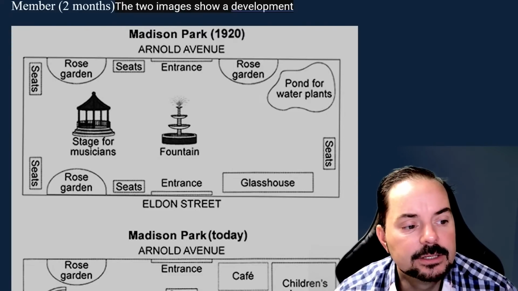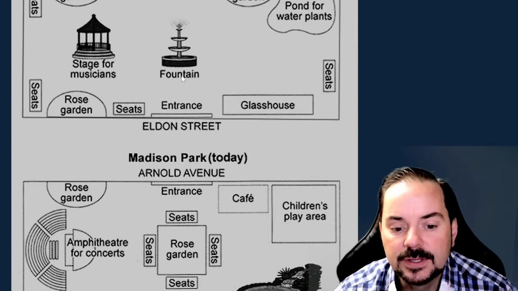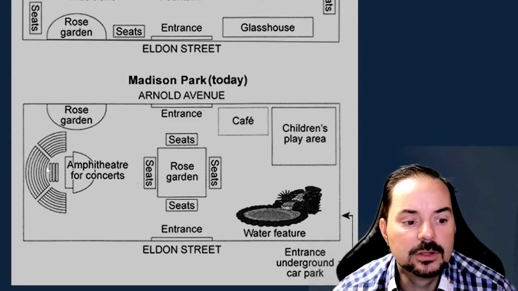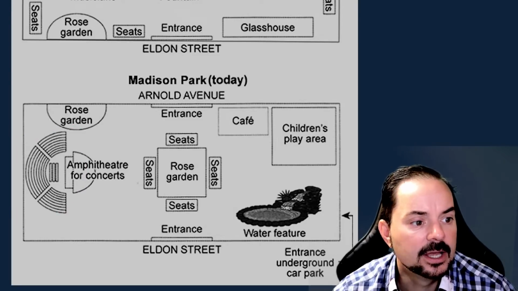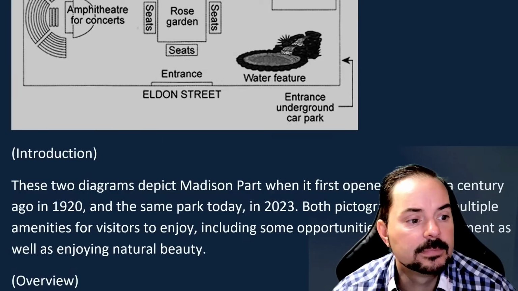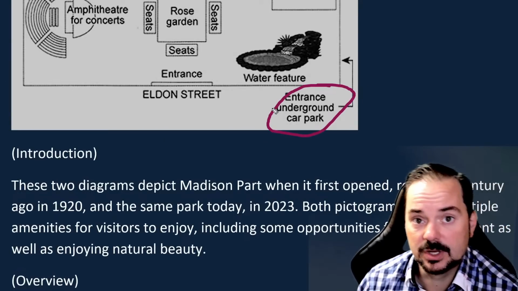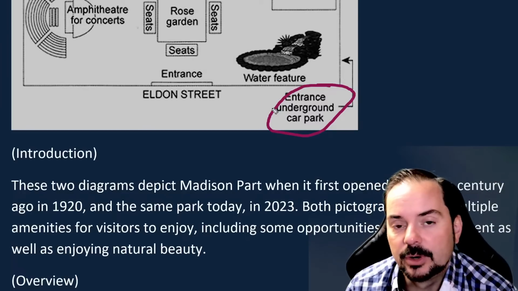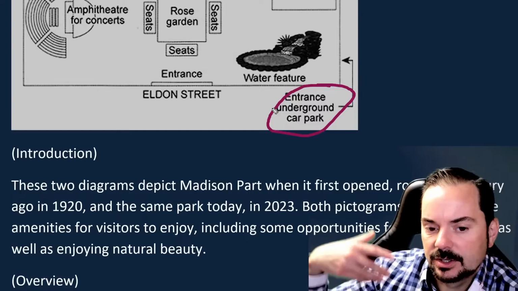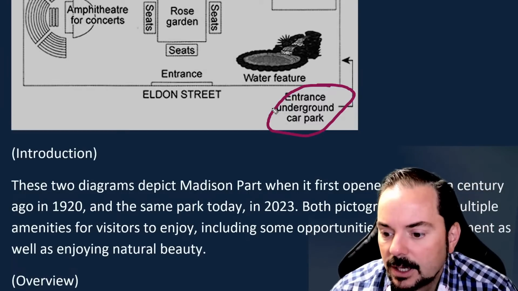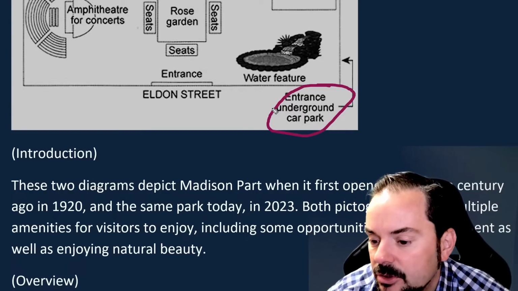But I can infer a clear piece of information when I look at these two maps, especially when I look at the seating here for the amphitheater, and also look at the entrance to the underground car park here. I can already see my summary. So I can see the analysis, and then I can see the summary. What is the summary? What do you think? What am I starting to realize as I'm looking at the changes that happen to this park?